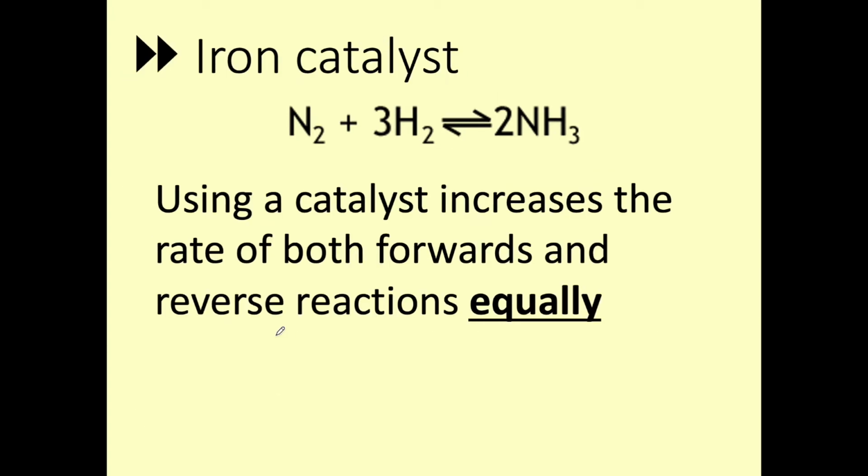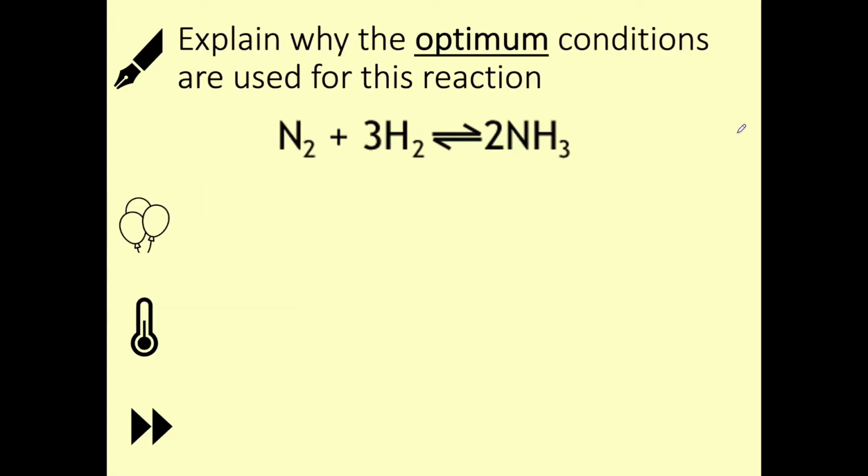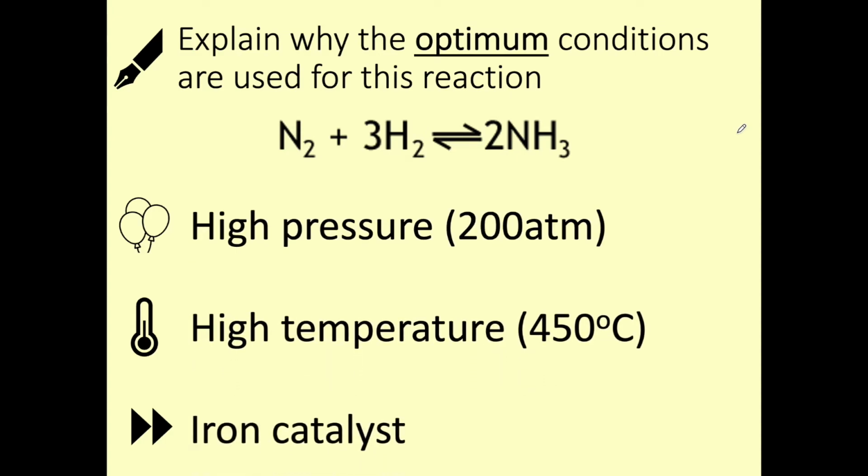But we also use a catalyst in this reaction, because using a catalyst is going to increase both the forwards and reverse reactions equally, because it provides that alternative pathway which lowers our activation energy of both our forwards and our backwards reactions. And so both rates of reaction are equally favoured by our iron catalyst, but this enables us to reach our point of equilibrium faster. So your task now is to explain why those optimum conditions are used for this reaction.